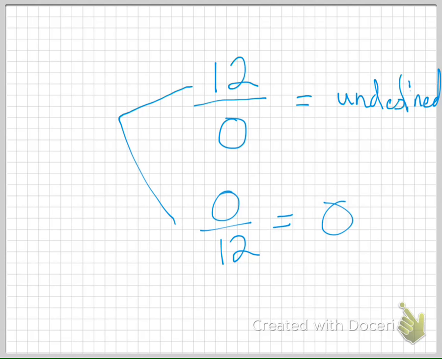Something divided by 0 is undefined. 0 divided by something is 0. This is a horizontal line, no slope. This is a vertical line, undefined slope.